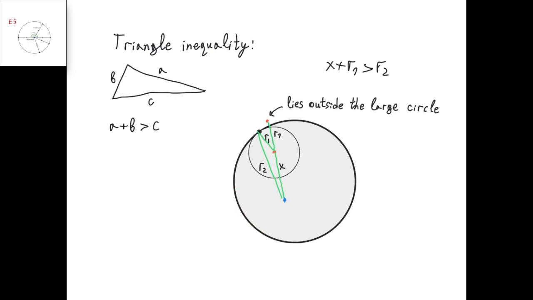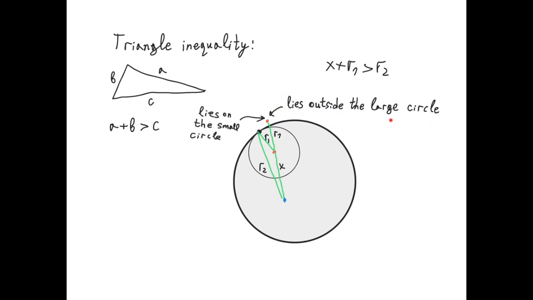But with respect to the smaller circle, the distance between this point and the center of the smaller circle is r1, and so this point must lie on the smaller circle. And so we got these two statements, that the same point lies outside of the large circle and on the small circle. And because the small circle is fully contained within the large circle, there doesn't exist a point outside the large circle that lies on the small circle. And so that's a contradiction. And the contradiction comes from the assumption that these 3 points don't lie on the same line, and therefore they do. And that's how we proved by contradiction that these 3 points lie on a single line.